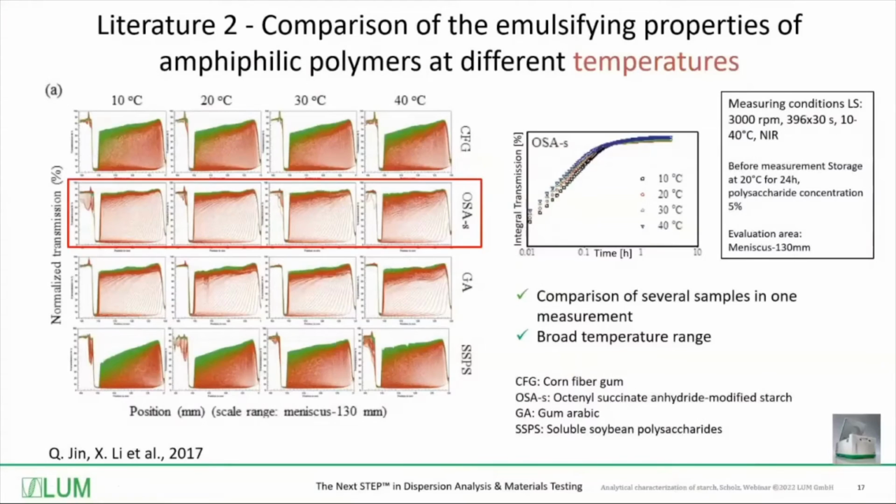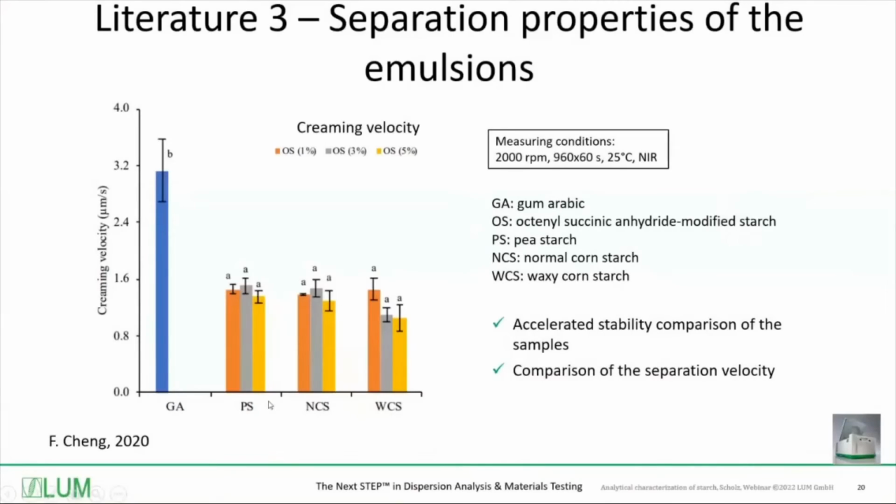This slide shows the differences in the stabilization properties of the polymers at different temperatures. A wide range of temperatures could be compared. It can be seen very clearly that emulsion stabilized by the modified starches has a significantly lower creaming rate and for this reason are a good alternative for gum arabic as a stabilizer. In addition, it can be seen that in contrast to this difference, the differences caused by concentration are not significant.